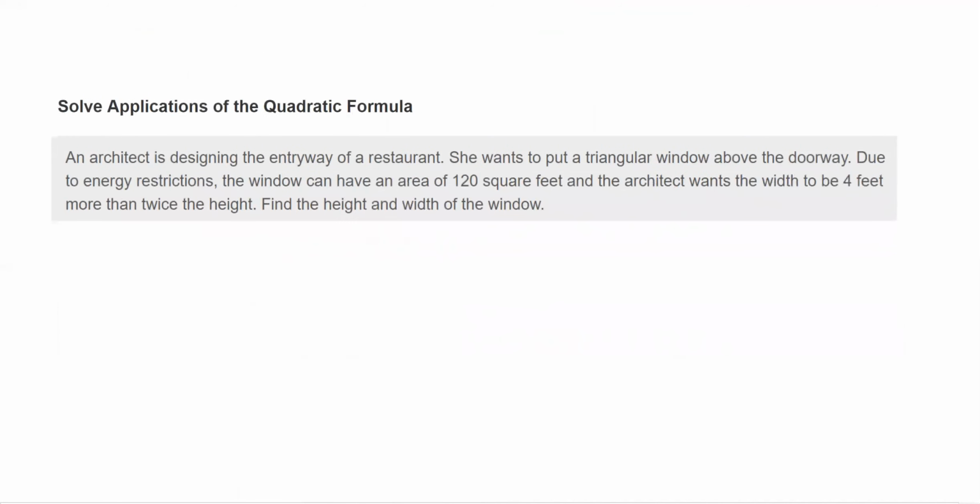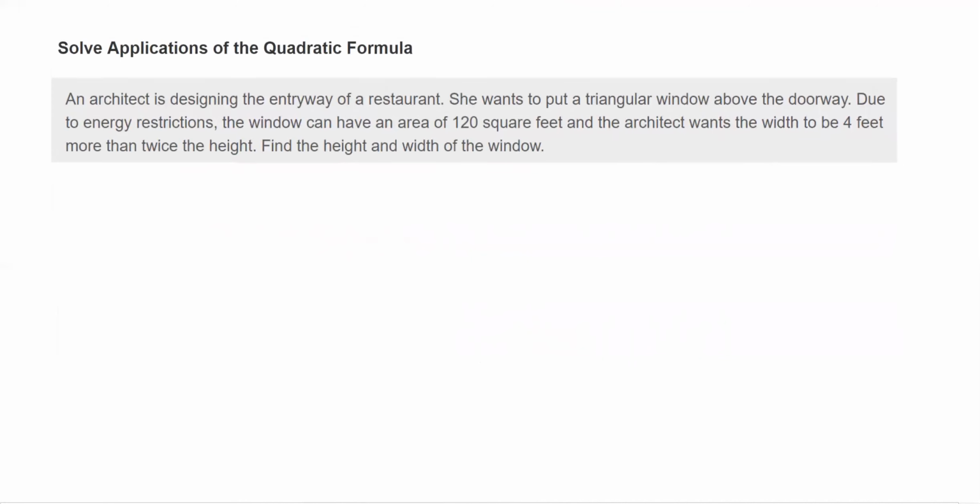All right. Solving applications of the quadratic formula. Okay. So you might be wondering, where do we even use this? And where do we use quadratic equations in the first place? And here's an example that kind of puts you in that situation. An architect is designing the entryway of a restaurant. She wants to put a triangular window above the doorway. Due to energy restrictions, the window can have an area of 120 square feet, and the architect wants the width to be 4 feet more than twice the height. Find the height and width of the window.